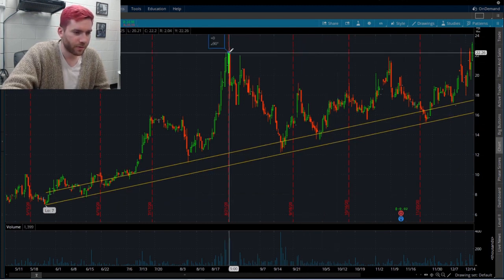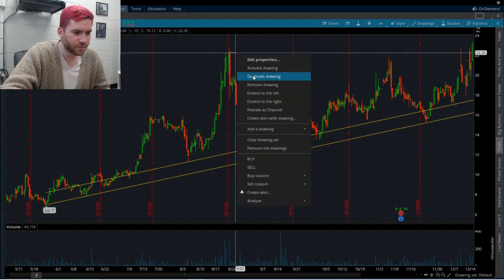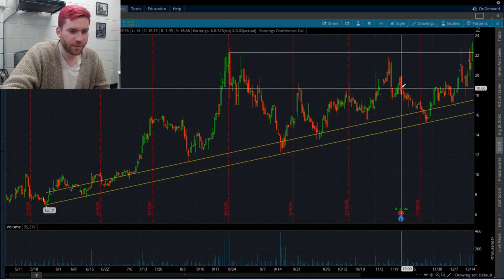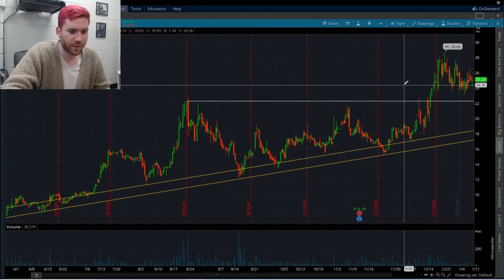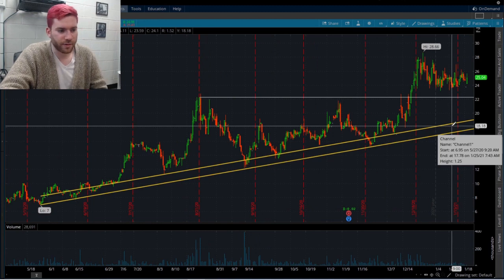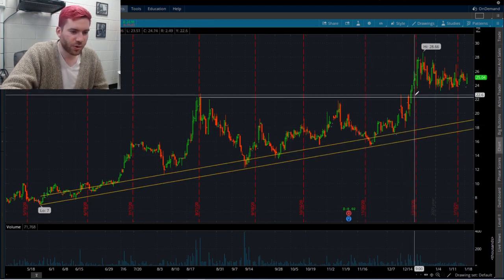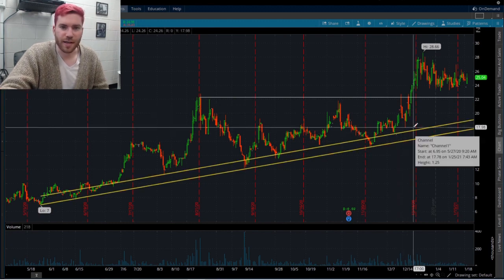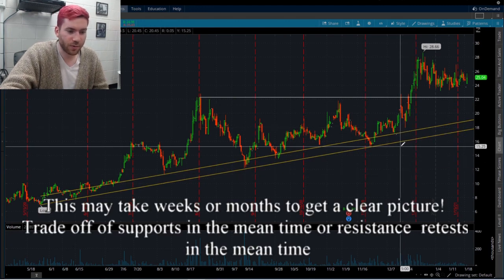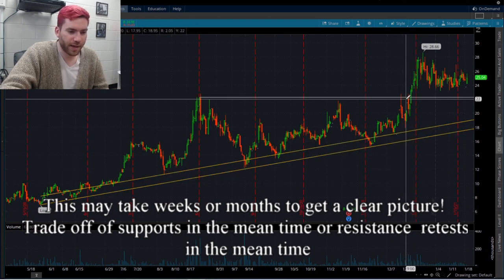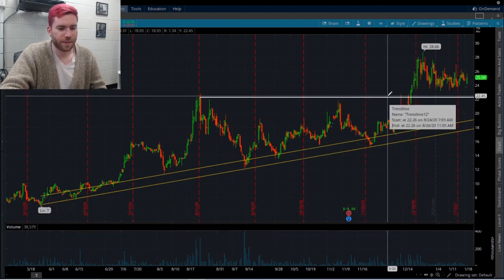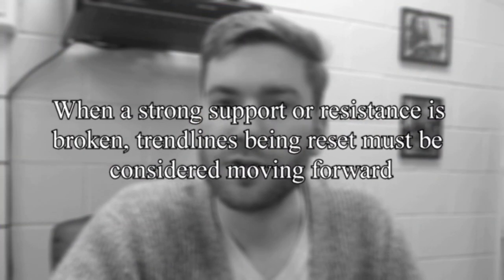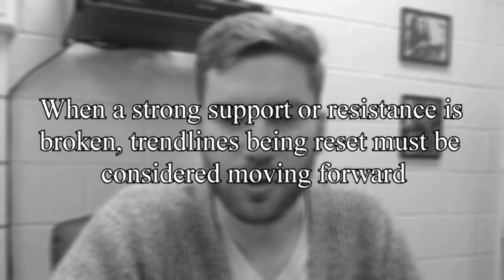You come up here, this whole entire area right here, you can see a very strong resistance. For 4 months, it couldn't break above it. As soon as it broke that resistance, what happened? This trend line is no longer relevant, right? As soon as this happens, and a strong resistance is broken, or a strong support is broken, trend lines need to be reset. So if I was going to go forward with this stock, I would keep it here. But again, knowing that this happened, you could delete it, but at the same time, the principle remains the same. When a strong support or resistance is broken, trend lines must be reset. I'll show you another example.